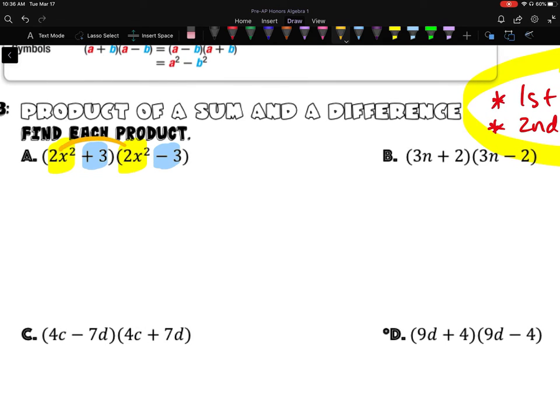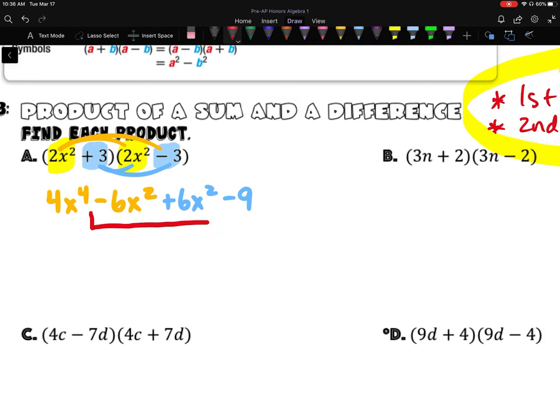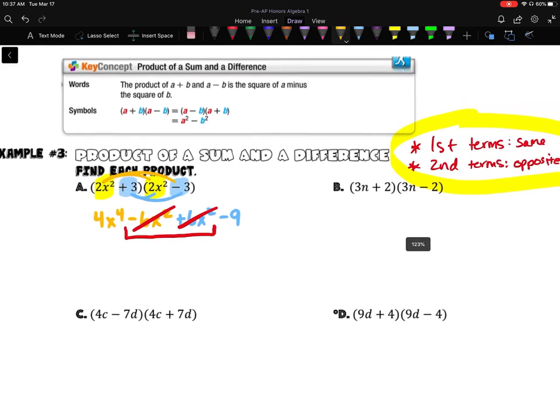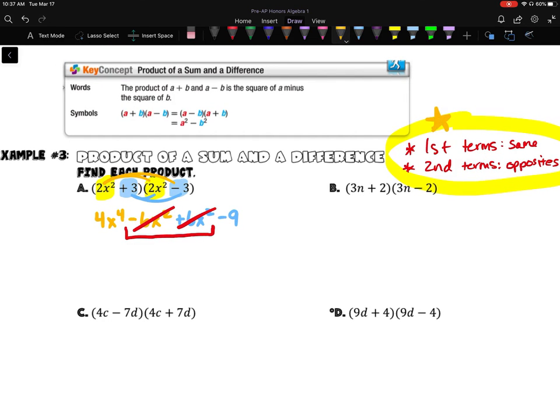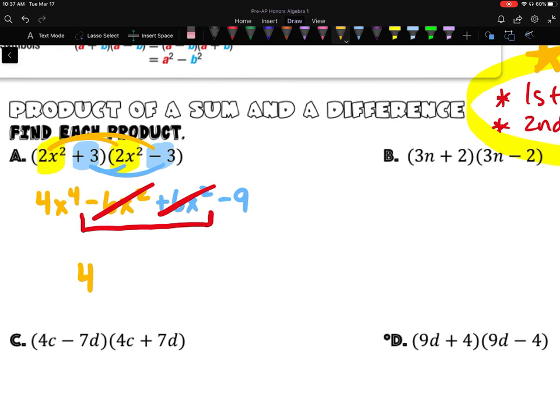distributive property here, 2x squared times 2x squared is 4x to the fourth. 2x squared times negative 3 is negative 6x squared. 3 times 2x squared is positive 6x squared. And 3 times negative 3 is negative 9. Now, when you combine like terms here, negative 6x squared plus 6x squared ends up canceling out. And so you can see the shortcut here: when you have the first two terms the same and the second two terms opposites, really all you're doing is multiplying the first two terms together and multiplying the last two terms together. Okay, so I did that the long way.